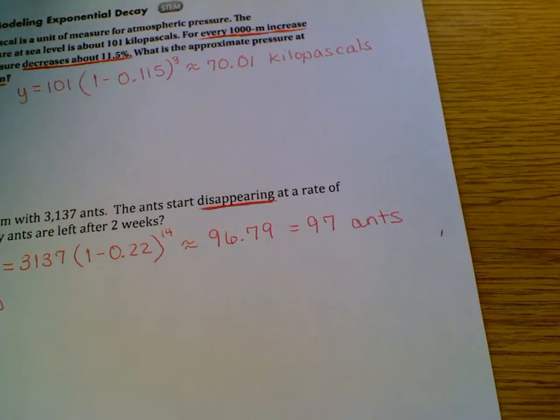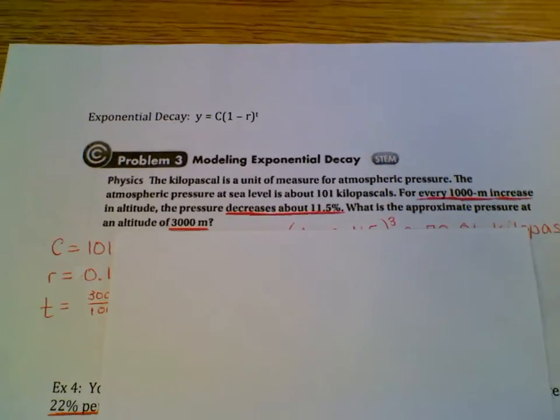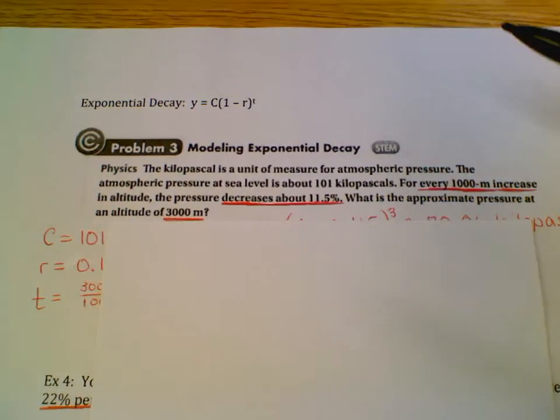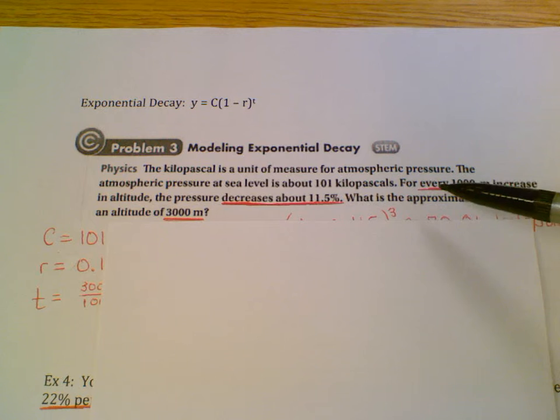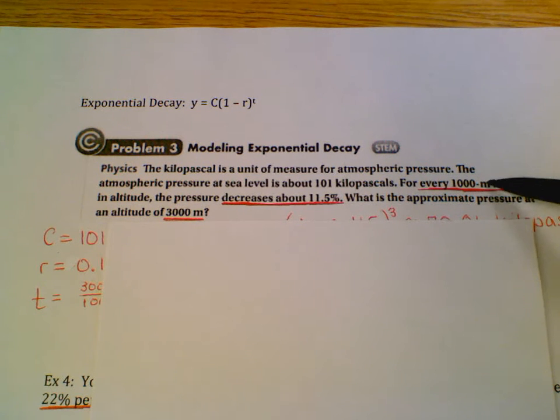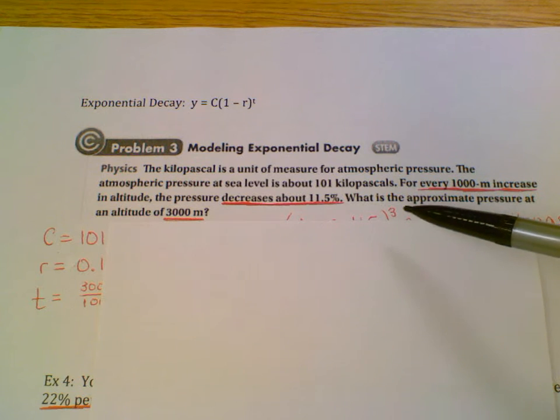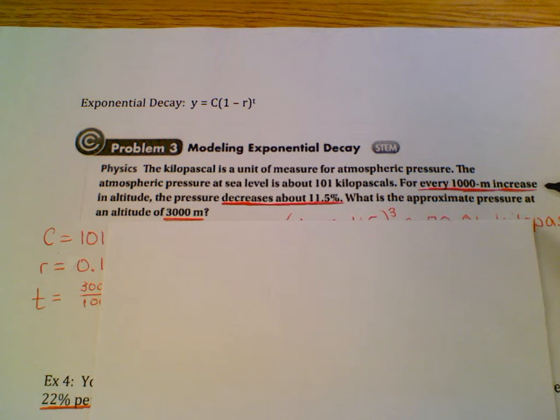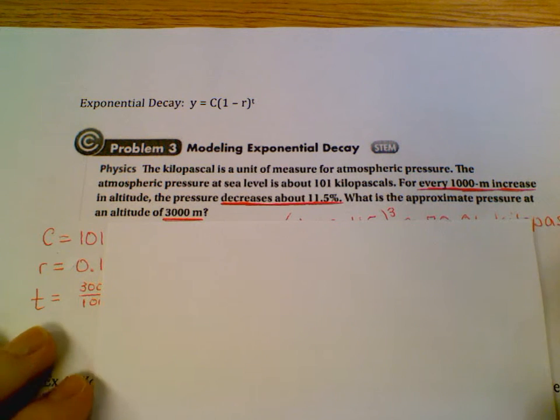Okay, last problems here, and it's word problems dealing with decay. So you can use this format, but the biggest thing is knowing from the word problem if you are decaying or if you're growing, and you'll always have key words in there. So let's read through example 3. It's talking about in physics, the kilopascal is a unit of measure for atmospheric pressure. The atmospheric pressure at sea level is about 101 kilopascals. For every 1,000 meters increase in altitude, the pressure decreases about 11.5%. What's the approximate pressure at an altitude of 3,000 meters?